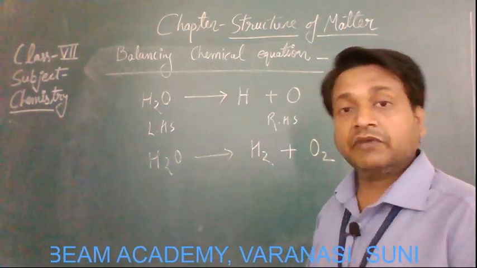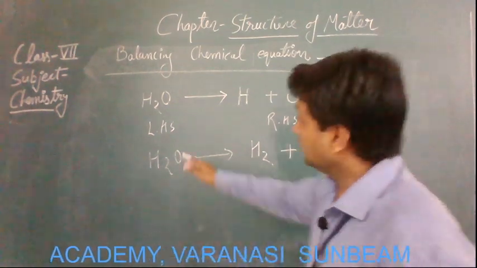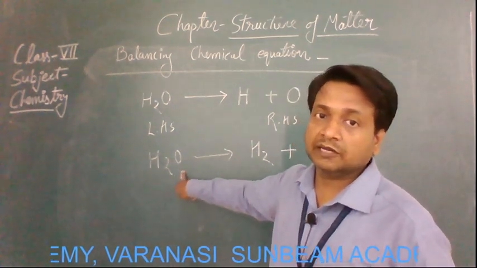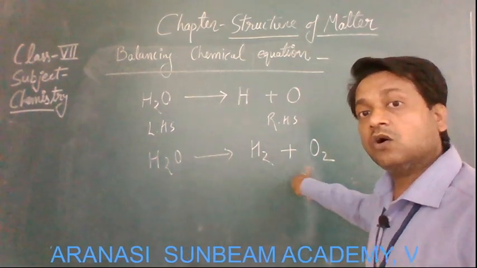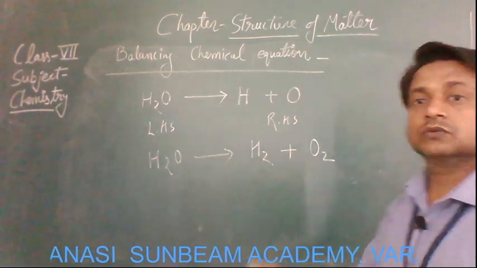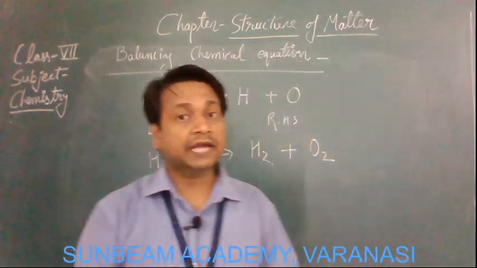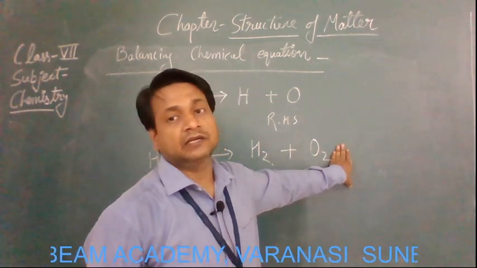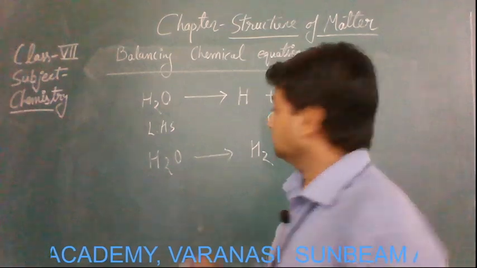Is this equation now correct? Check that. On the left hand side, hydrogen atoms 2 and oxygen atom 1. On the right hand side, hydrogen atoms 2 and oxygen atoms are also 2. So we can say that the number of atoms is not equal on both sides, so this equation will also be considered an incorrect equation. Now again I am going to write it.